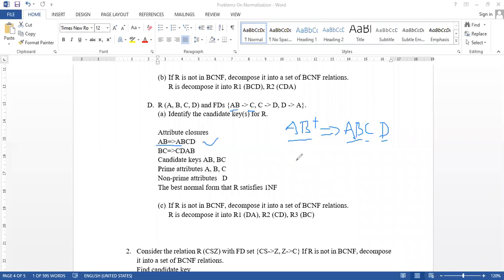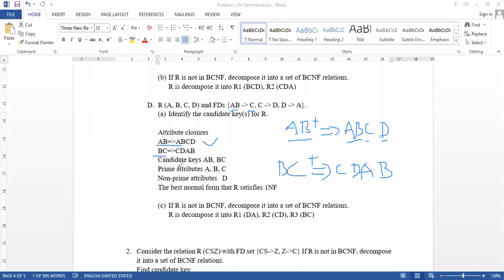Now take C closure. If I take B closure, it is giving only B. If I take A closure, it gives only A. Now find C closure. C closure gives C. From this C gives D also. Then D gives A also. C closure gives C, then D, then A. Now if I take B here and combine this, then I may get A, B, C, D. So here we will get two candidate keys, that is AB and BC.